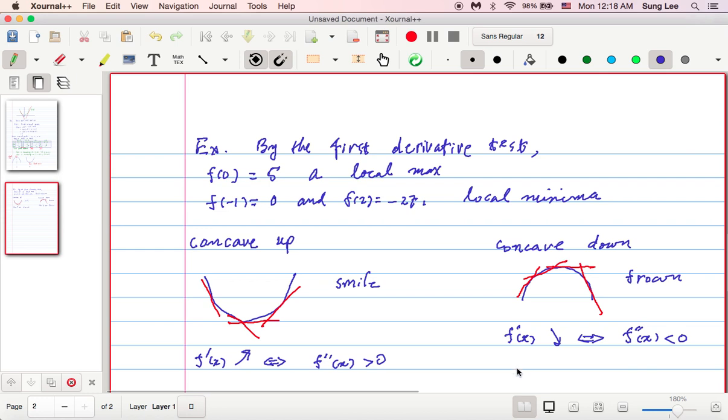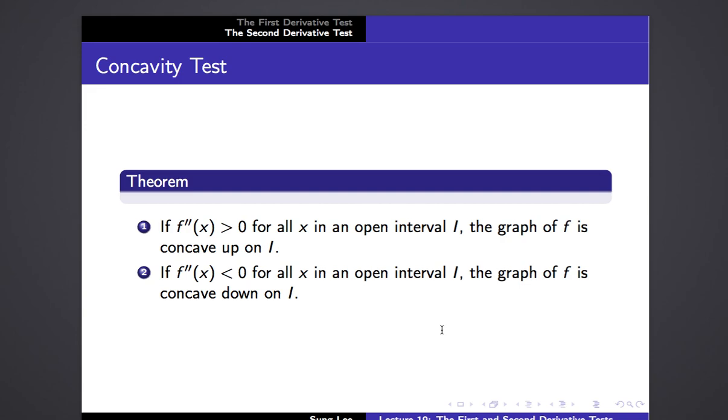So we have the theorem we just mentioned, okay? By just looking at the sign of f double prime of x, when the sign is positive on an open interval, the graph of the function is locally on that interval concave up. If the sign of f double prime of x is negative, locally the graph of f is concave down. So using pictures is really important when you study mathematics, okay?